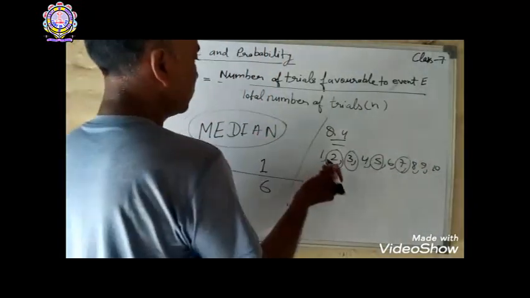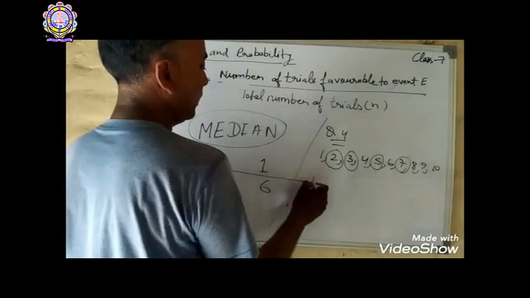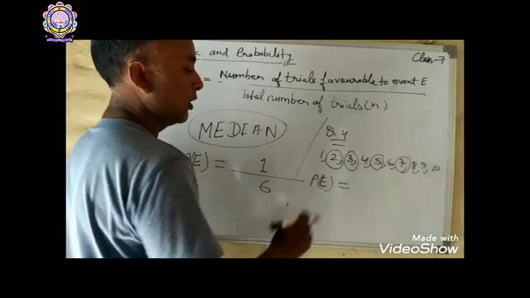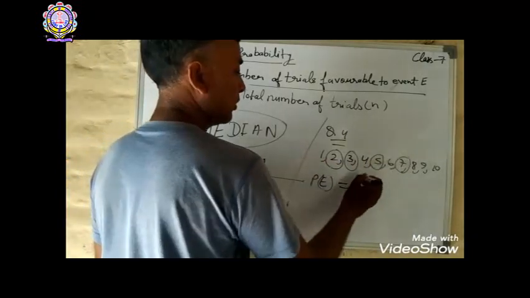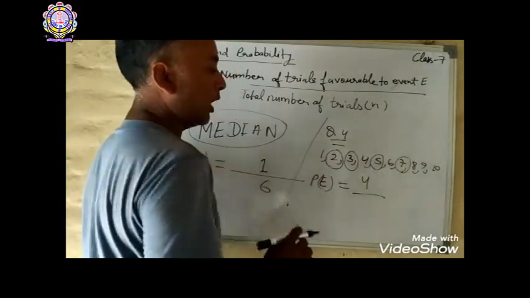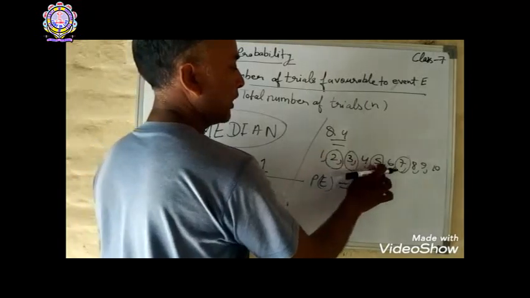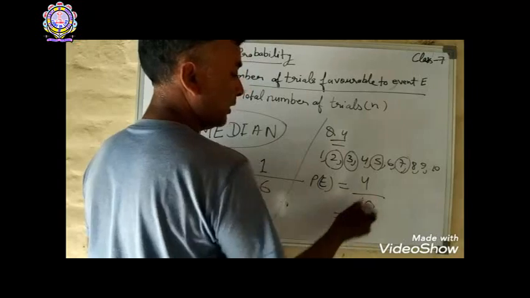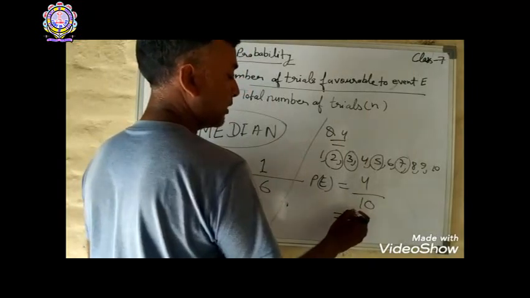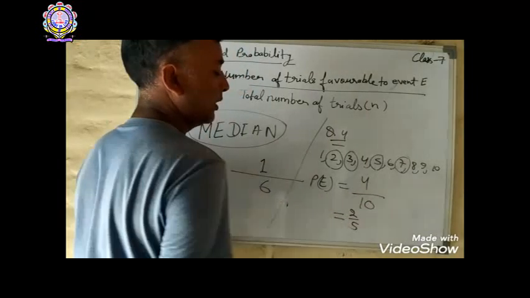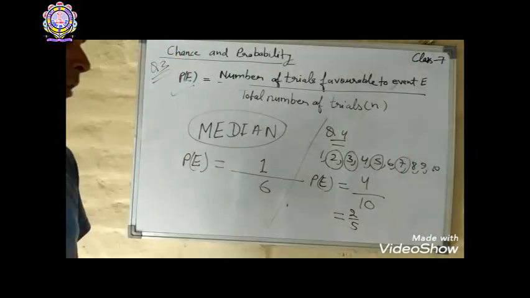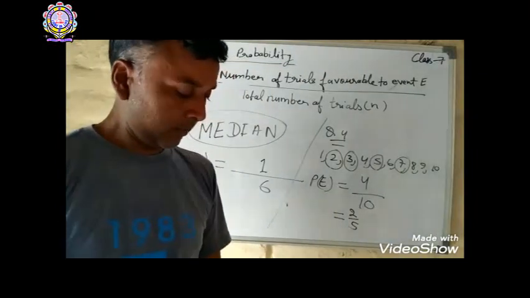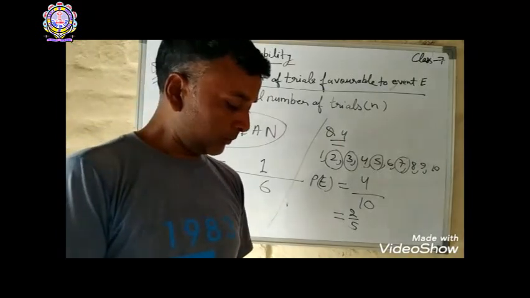So now, first we write the formula. Probability of event is equal to favorable outcomes 1, 2, 3, 4, that is 4, and total outcomes 1, 2, 3, 4, 5, 6, 7, 8, 9, 10. So what is the probability? You just simplify it: 2 into 2 is 4 and 2 into 5 is 10. So 4 upon 10, or 2 upon 5.